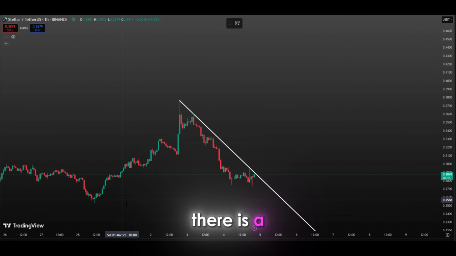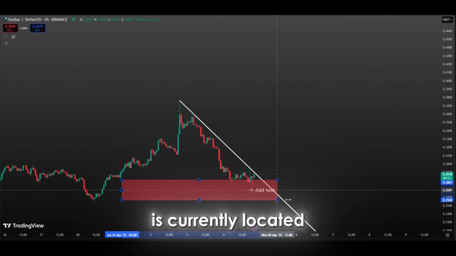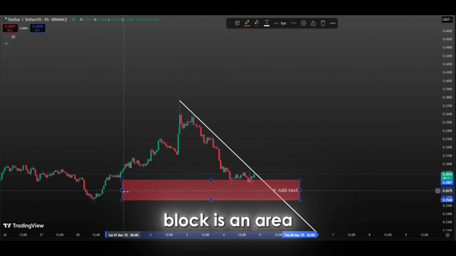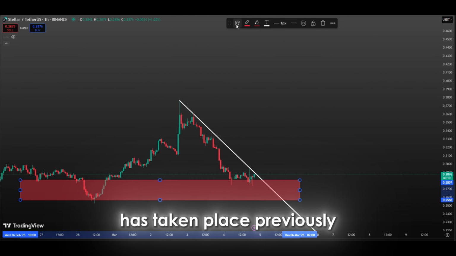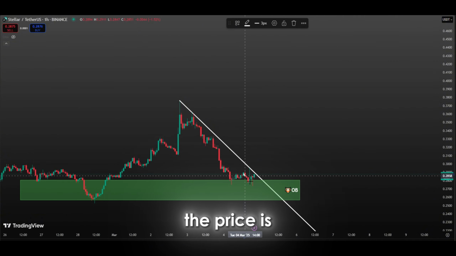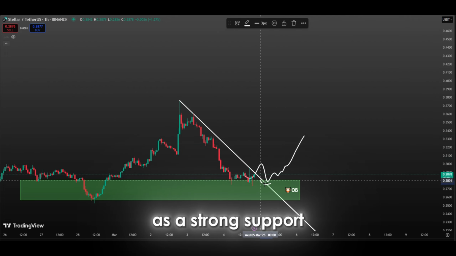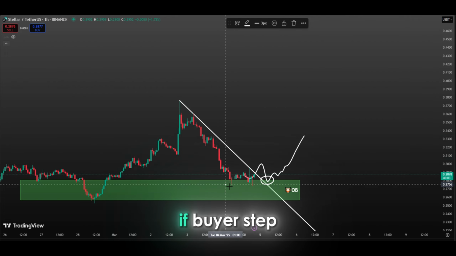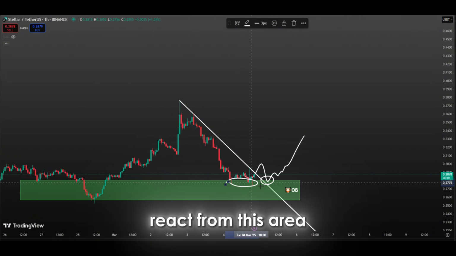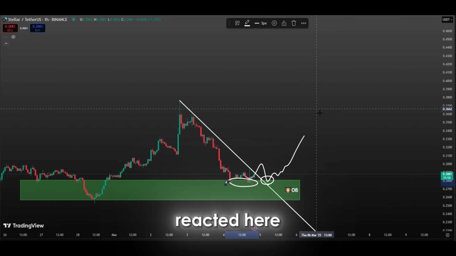Keep watching. There is a significant bullish order block in the area where the price is currently located. A bullish order block is an area where strong buying has taken place previously and the price has reacted to the upside. The fact that the price is currently in this bullish order block means that this area can work as a strong support. If buyers step in here, the price may react from this area and start an upward movement. And you can see how many times it has reacted here before.